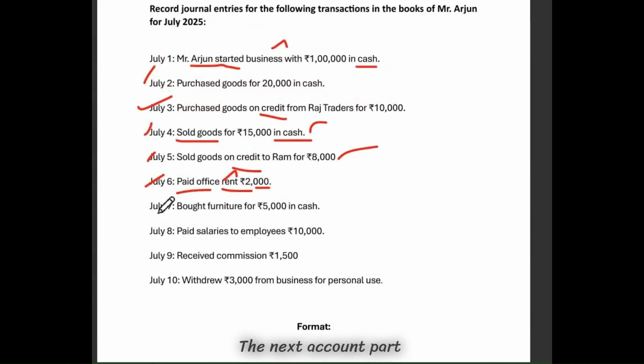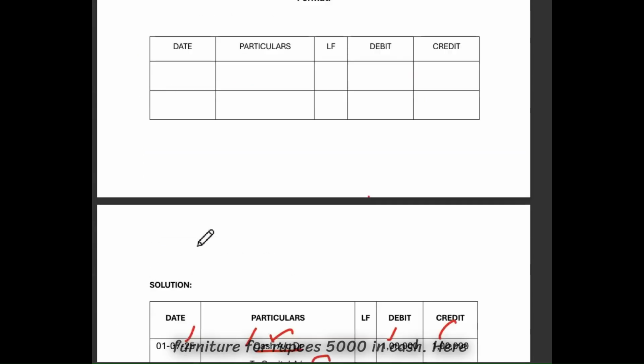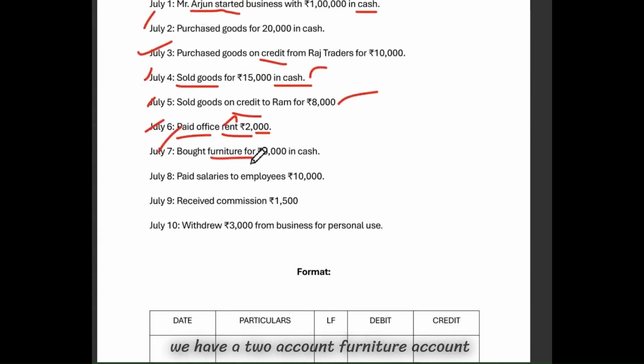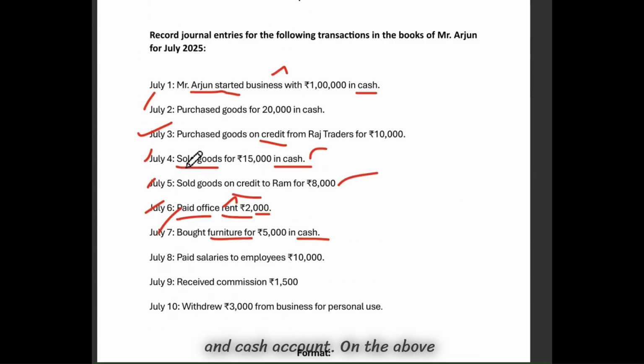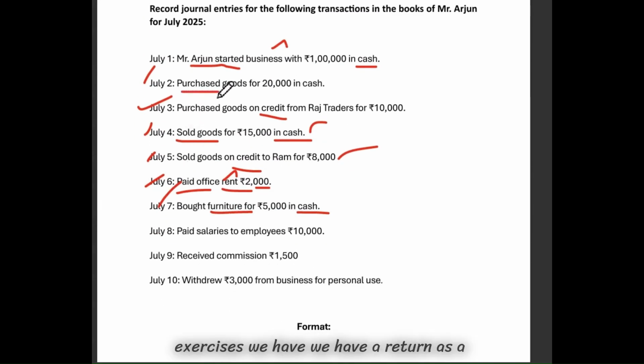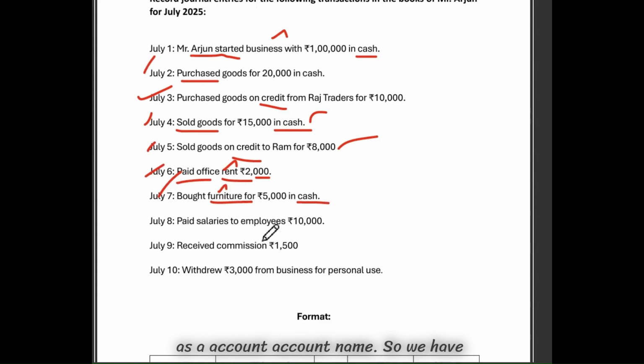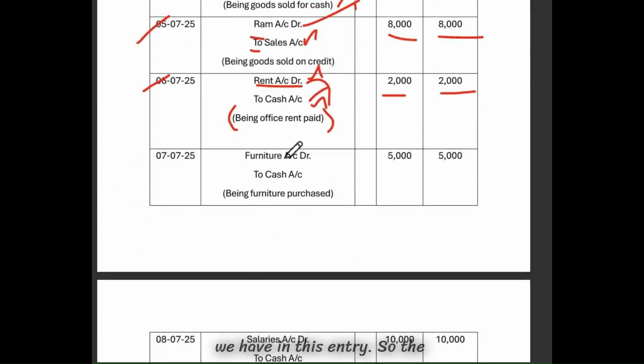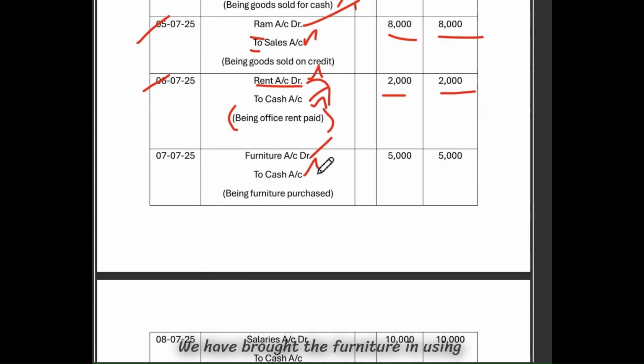The next transaction: bought furniture for rupees 5,000 in cash. Here we have two accounts, furniture account and cash account. In the above exercises we have written purchase. Here also we purchase goods, but in this entry we have a name, furniture. If any name is given in the purchase, we have to take the name as the account name. So we take furniture account and cash account. In this entry the furniture account is debit, and we have bought the furniture using cash, so cash is on the credit side. The respective amounts are given below.